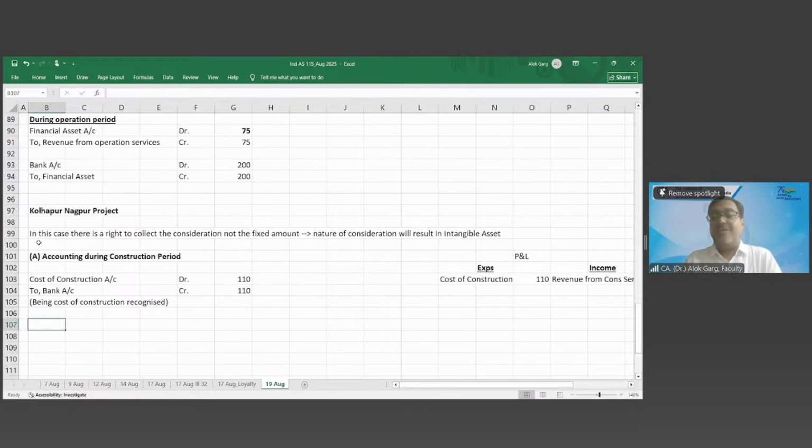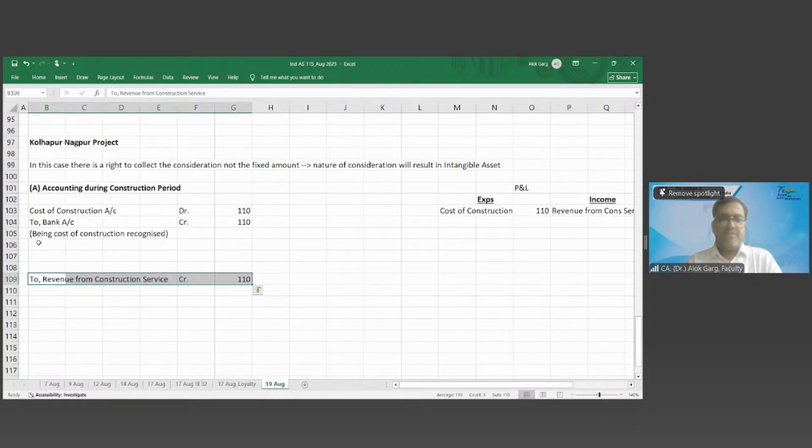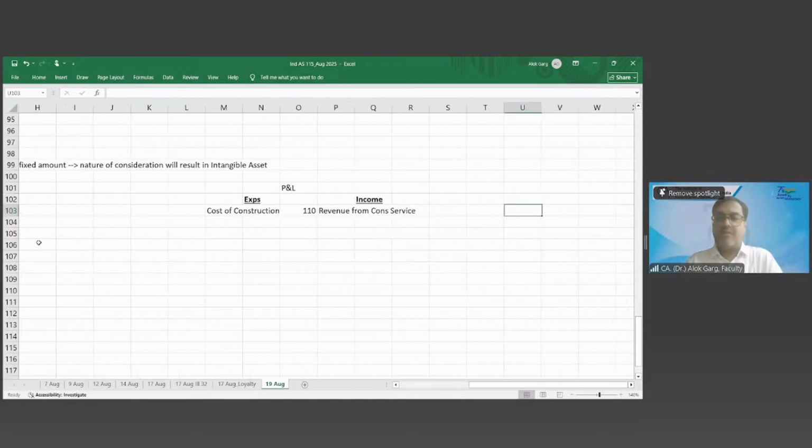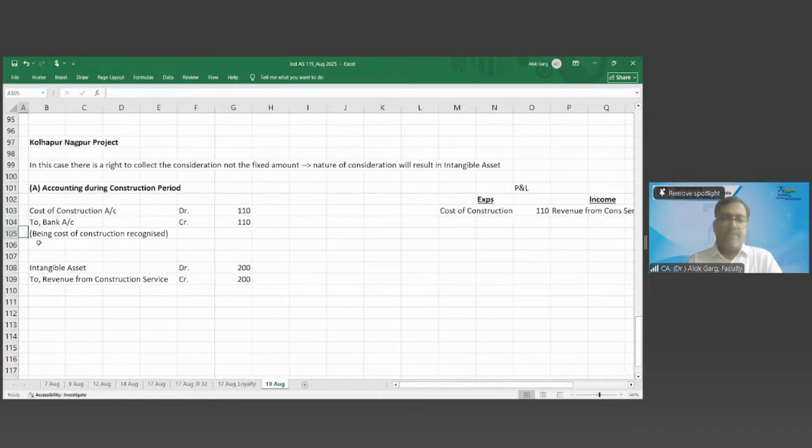Now, what is the next entry? Revenue booking. You have to recognize revenue from construction service. How much amount? 200 crores, the fair value. What will be debited? Intangible asset, 200 crores. So what is my revenue? Revenue is my 200 crores. Being revenue recognized on the basis of fair value.